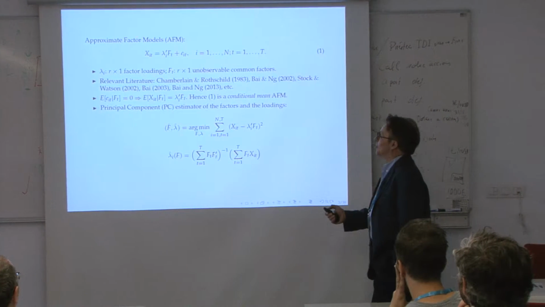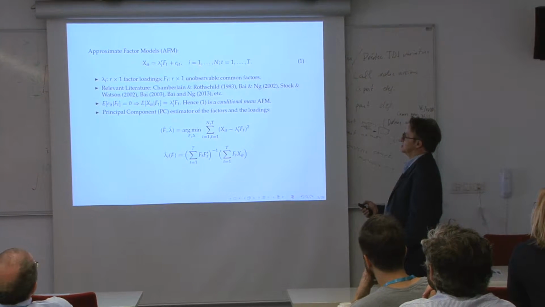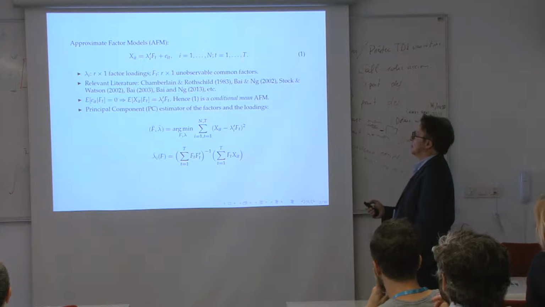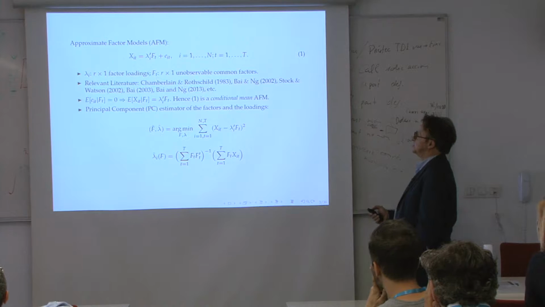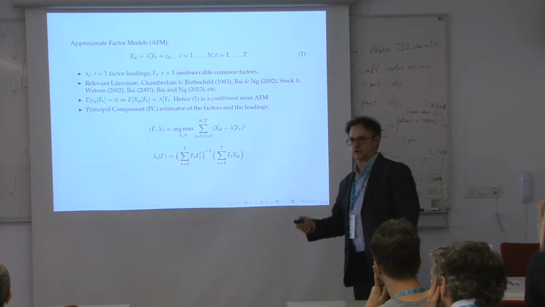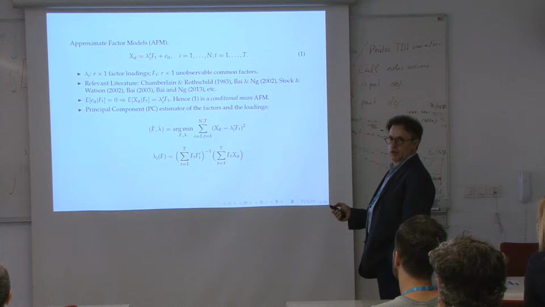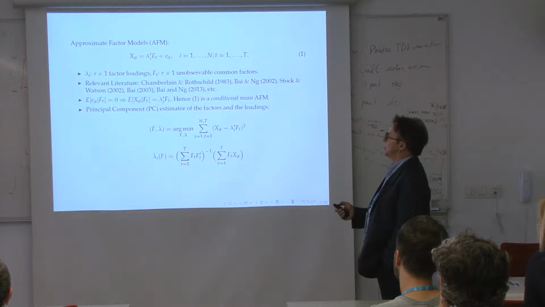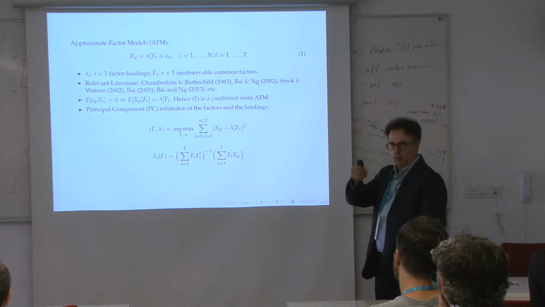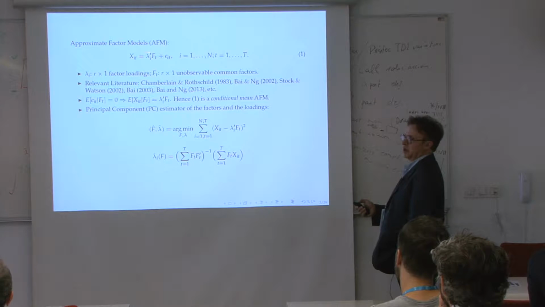Okay, so we have a panel data indexed by a cross-section of n units, individuals, and a time series of T observations, and we have the standard Chamberlain-Rothschild structure, where we have r loadings and r factors, one for each individual. The factors are common for all individuals. And then we have an idiosyncratic term.